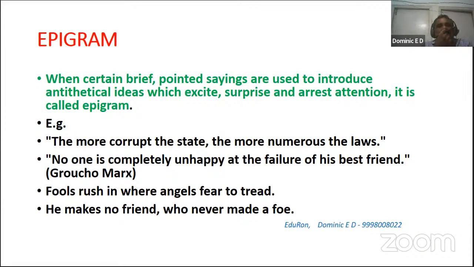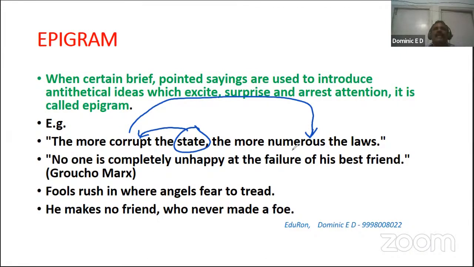The more corrupt the state, the more numerous the laws. That's a very meaningful thing. What it means is that when a state or the government or the administrative body becomes more corrupt, in order to hide their falsification, in order to hide their corruption, they create more and more laws. So the more corrupt the state, the more numerous the laws. Very true when it was written about the French monarchical or the Bourbon dynasty in France before the revolution.